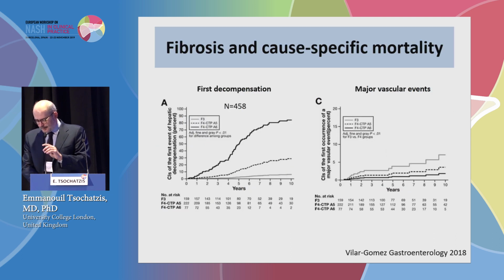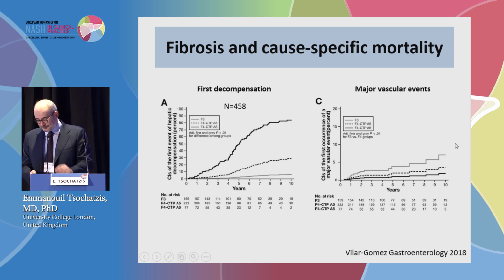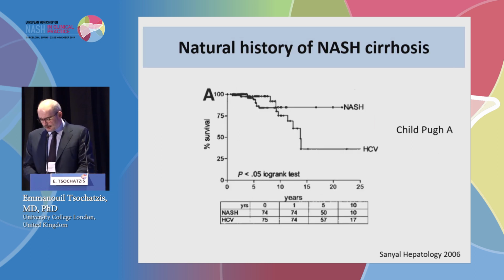And this graph proves that point. The first decompensation was much more prevalent in those with cirrhosis, and major vascular events was the main cause of morbidity in those with F3. There are very nice studies that compare the natural history of cirrhosis due to NASH to that of hepatitis C.